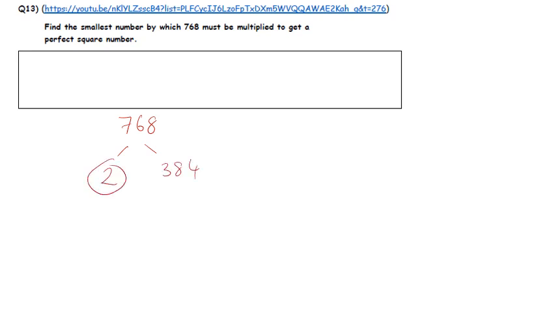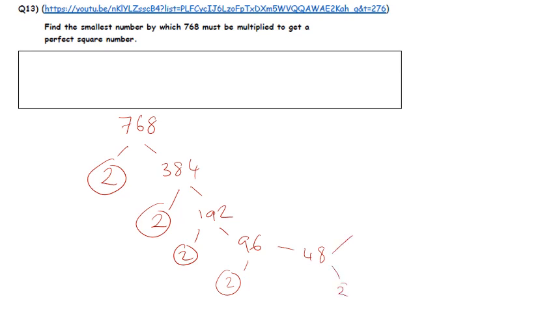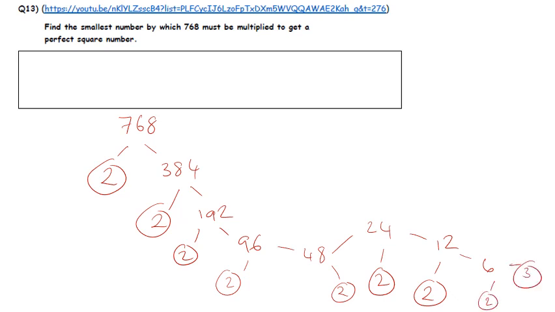So I'm just going to keep going as normal, doing the prime factorisation. 384 also goes into 2, and half of that is 192. I can see that 2 goes into that again, 2 and 96. Have to keep going. 2 and 48. Then that breaks up into 2 and 24. 2 and 12. 2 and 6. And then finally 2 and 3, because 6 isn't a prime number.